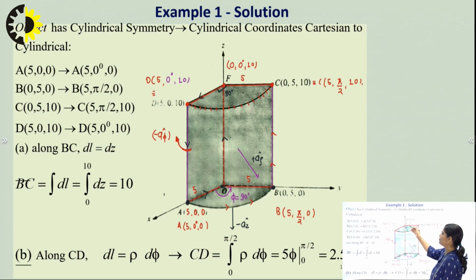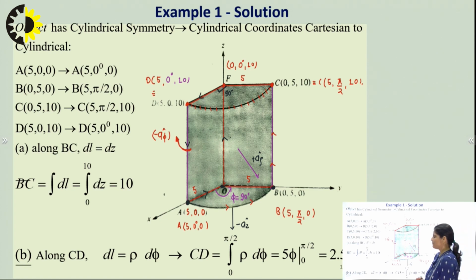Now you can write down the coordinates for F also. Rho is equal to 0 at this point, phi is equal to 0. But z is equal to 10 because we are considering the case of z. Now here z is 0, z is 10. So write down here 10. So this is the way we can write down the coordinates in cylindrical form.